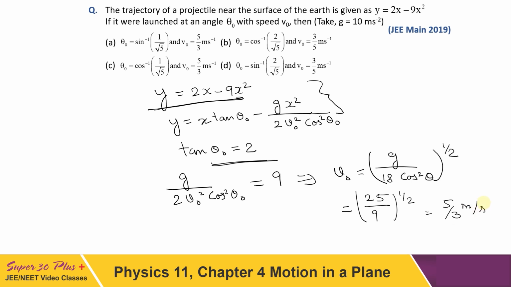So the value of v naught is 5 by 3 meter per second, whereas the angle, if written in terms of cos theta, will come as, because tan theta naught is 2, cos theta naught can be written as 1 by root 5. So the correct option we got is theta naught is equal to cos inverse 1 by root 5 and v naught is equal to 5 by 3 meter per second, which is option number C.